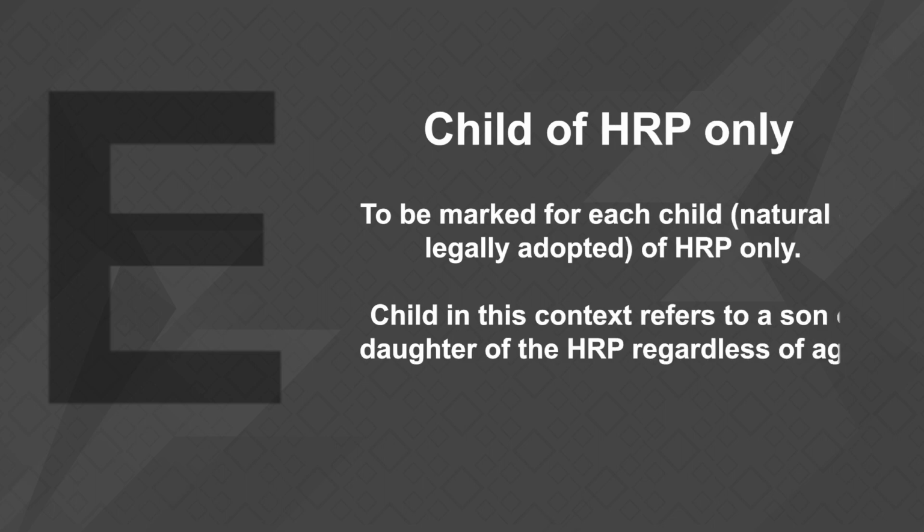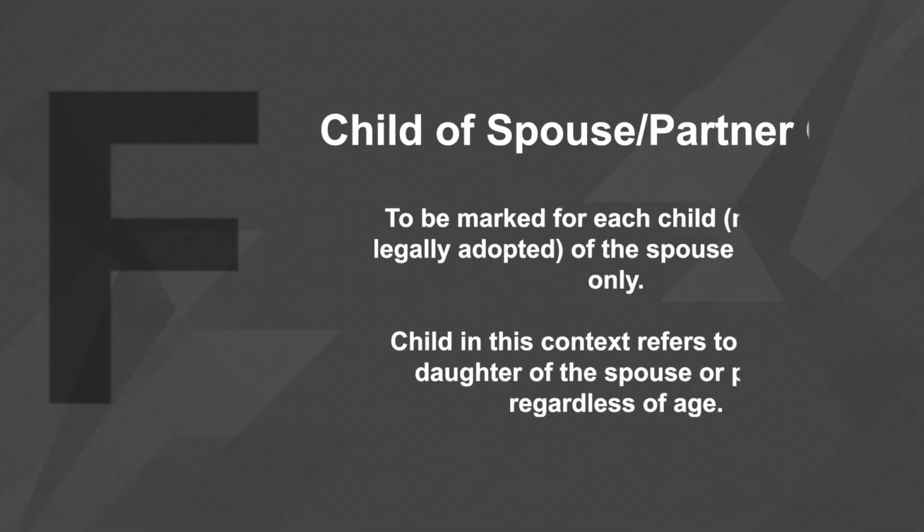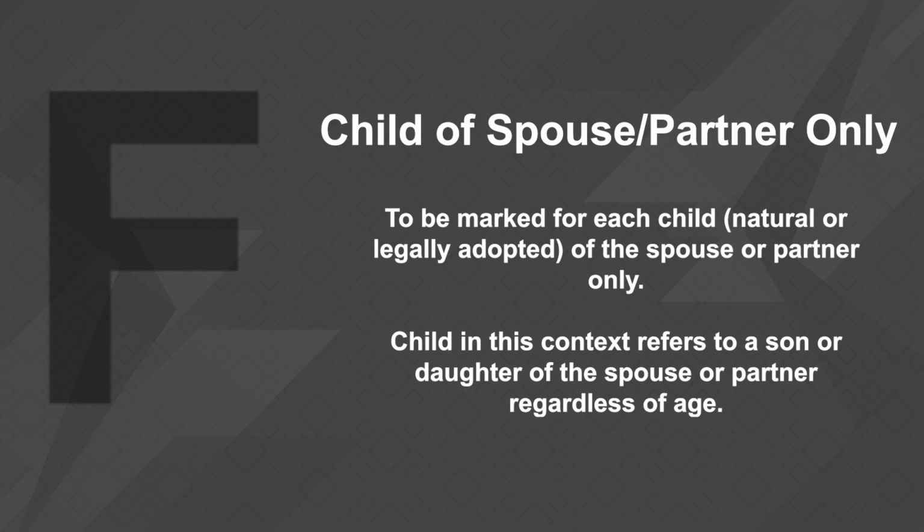Child of HRP only. To be marked for each child, natural or legally adopted, of HRP only. Child in this context refers to a son or daughter of the HRP regardless of age. Child of spouse/partner only. To be marked for each child, natural or legally adopted, of the spouse or partner only. Child in this context refers to a son or daughter of the spouse or partner regardless of age.